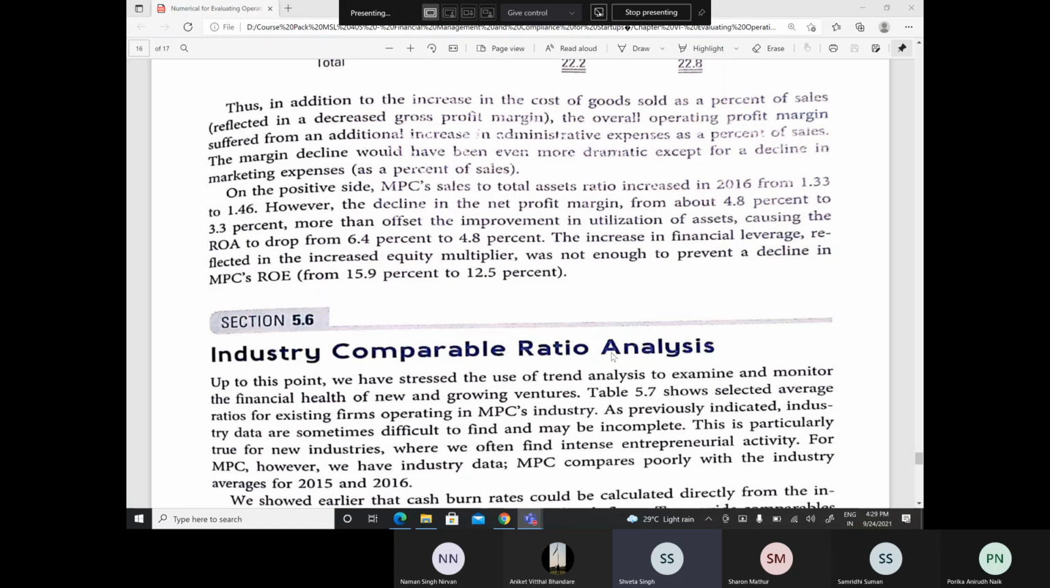However, the decline in the net profit margin from about 4.8% to 3.3% more than offset the improvement in utilization of assets, causing the ROA to drop from 6.4% to 4.8%. The increase in financial leverage reflected in the increased equity multiplier was not enough to prevent a decline in MPC's ROE from 15.9% to 12.5%. So this is how you interpret the ratios, this is how you connect the dots and try and get some sort of a picture about the company based on the numbers that it shares.